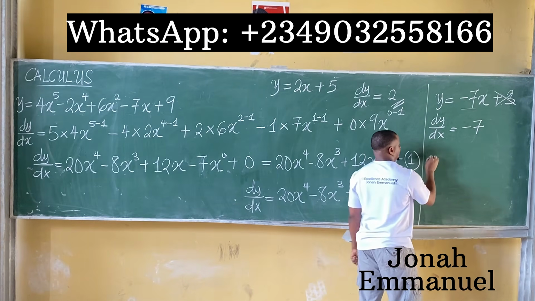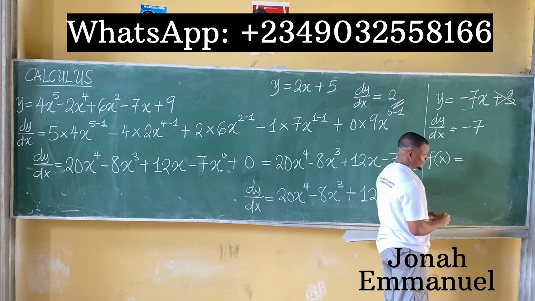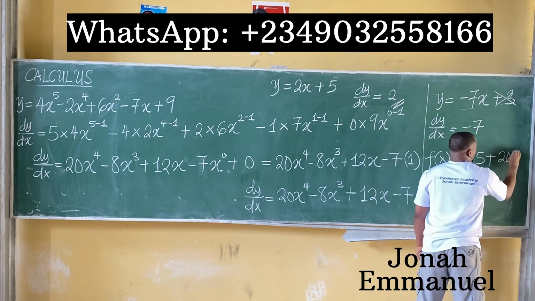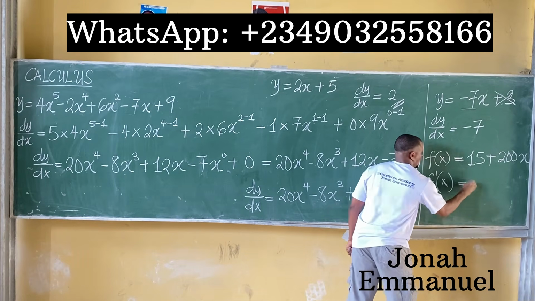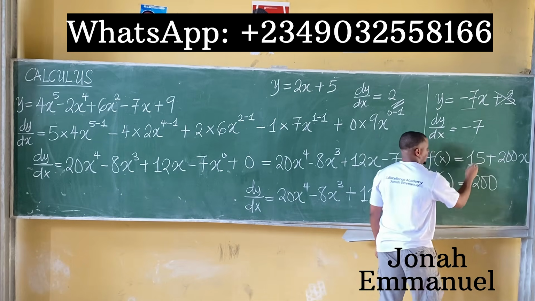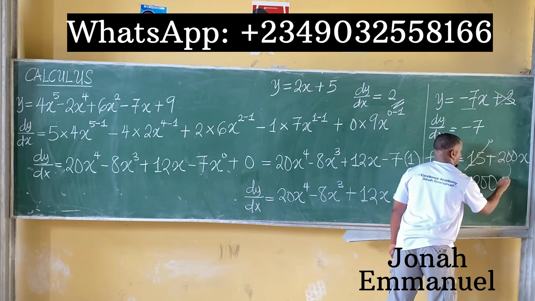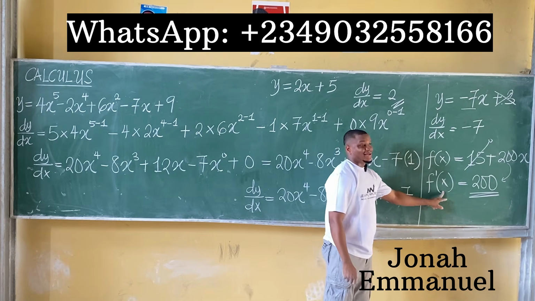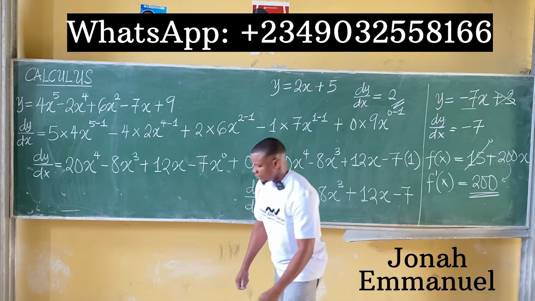Okay, one final trial. If f of x is equal to 15 plus 200x, what is f prime of x? What do you get here? 200, right? Constant 0, it goes off. This term standing alone with x, so it comes down. Please, those of you coming late, we've said f prime of x is the same thing as dy dx.